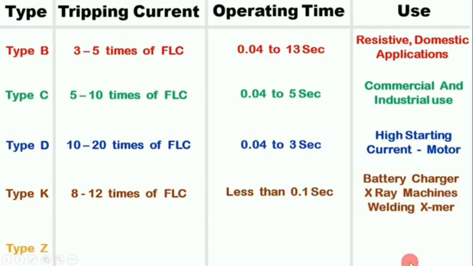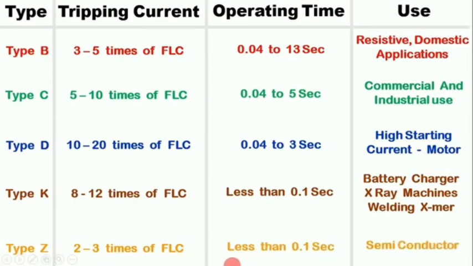After this, in the Z-type MCB, the tripping current is 2 to 3 times. To trip this Z-type MCB, it only takes 0.1 seconds. Friends, we use this Z-type MCB in semiconductors. This Z-type MCB is the most sensitive one. The moment high current starts flowing, the MCB will trip instantly.